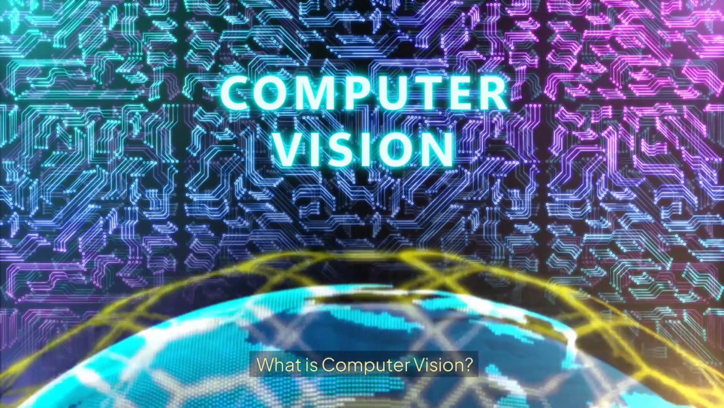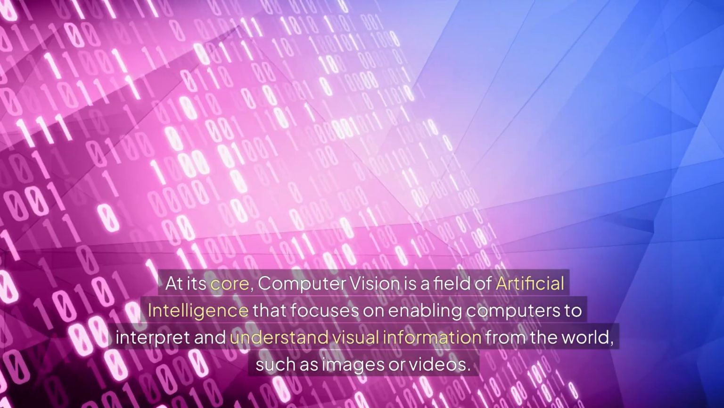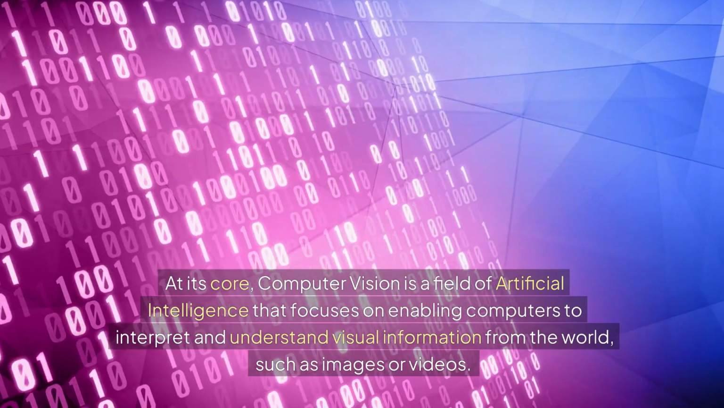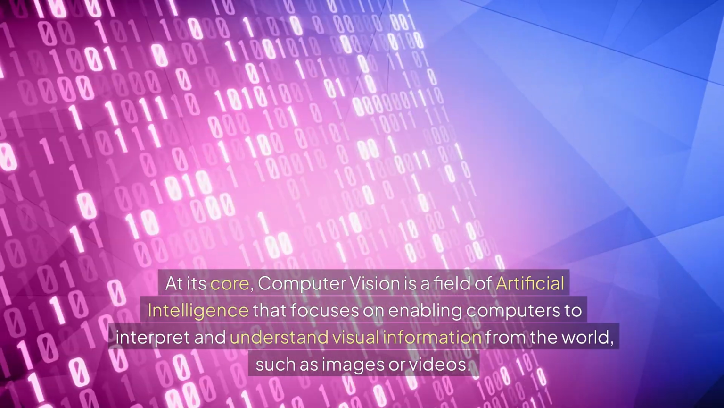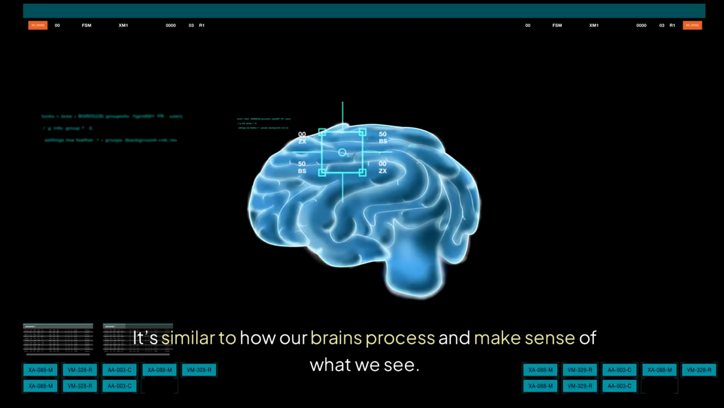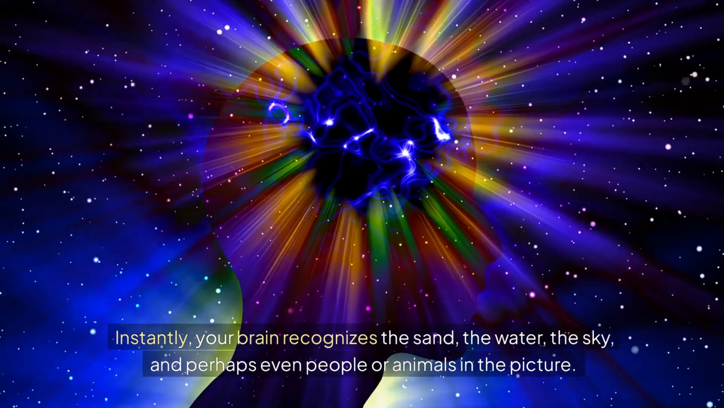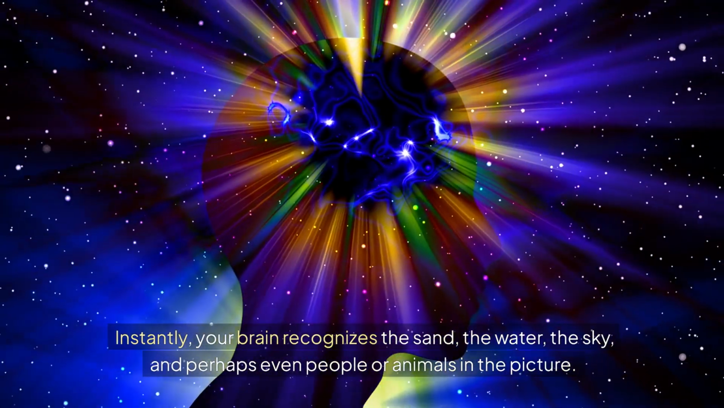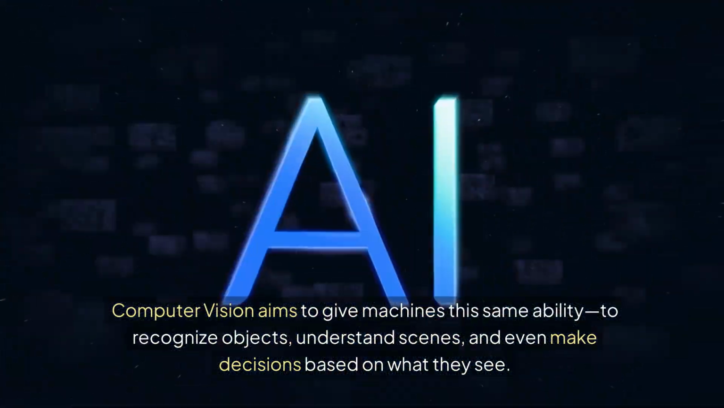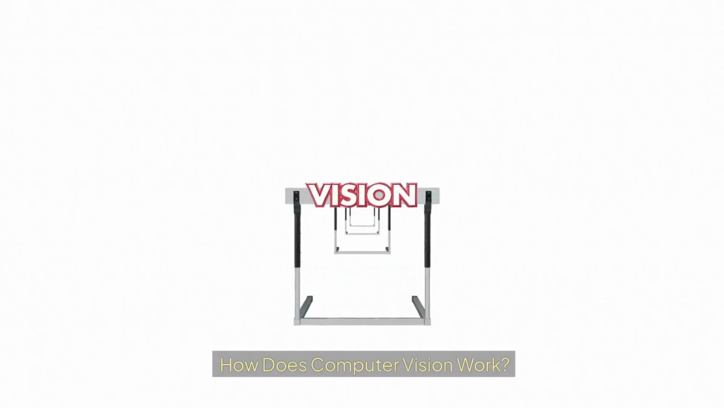What is computer vision? Let's start with a simple question. What is computer vision? At its core, computer vision is a field of artificial intelligence that focuses on enabling computers to interpret and understand visual information from the world, such as images or videos. It's similar to how our brains process and make sense of what we see. Imagine you're looking at a photo of a beach. Instantly, your brain recognizes the sand, the water, the sky, and perhaps even people or animals in the picture. Computer vision aims to give machines this same ability, to recognize objects, understand scenes, and even make decisions based on what they see.